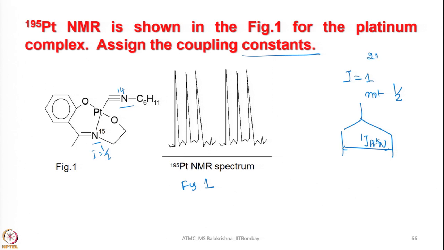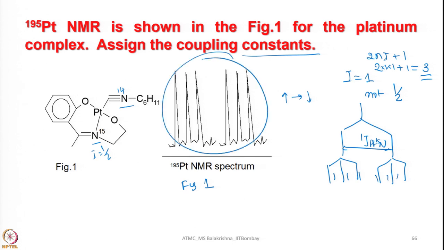So if you write 2nI plus 1, so 2 into 1 nucleus into I, 1 plus 1, it will be 3. So that means 3 lines of equal intensity. Why equal intensity? Because I equals 1, so the three states are equally populated. So the intensity will be 1:1:1, 1:1:1. This is what we see here. Yes, we can interpret. So it has coupling to the 14N, that is a 2J coupling.